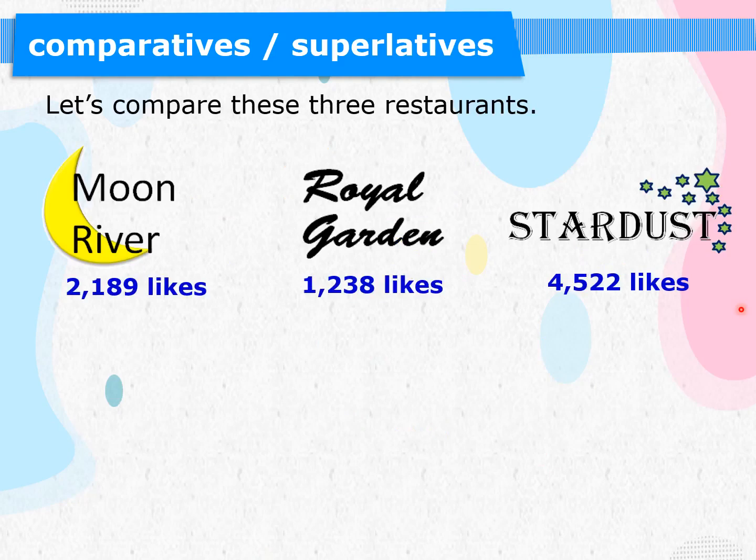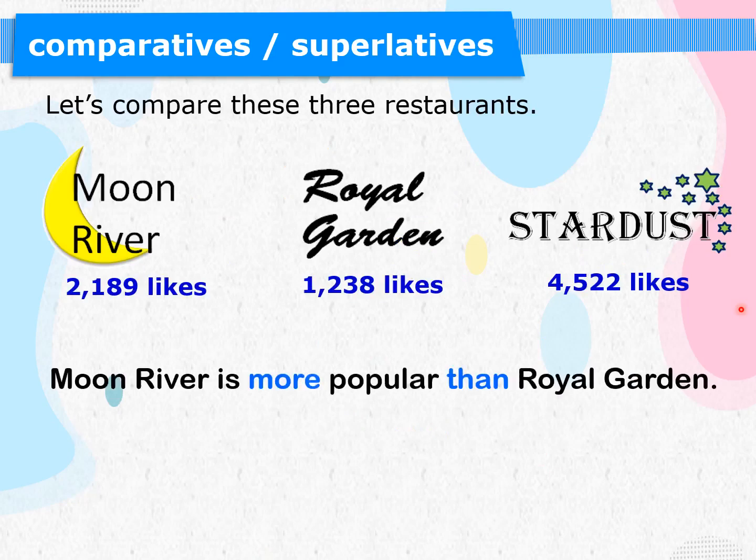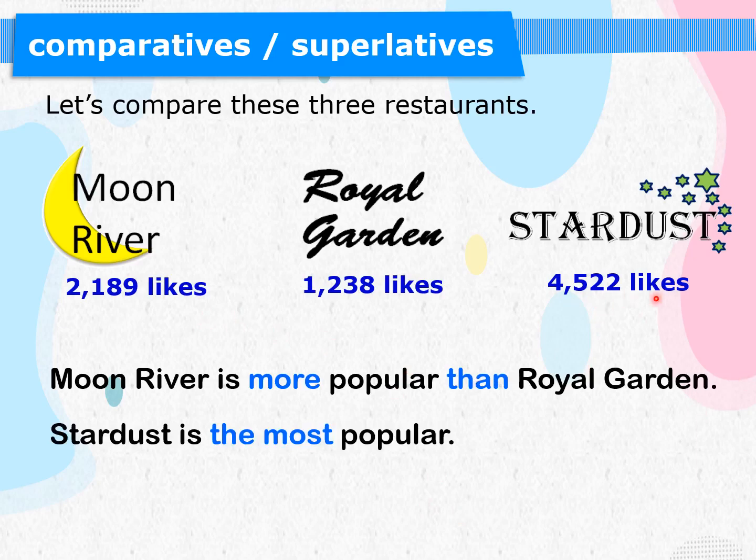Let's compare these three restaurants. Moon River is more popular than Royal Garden. Stardust is the most popular.